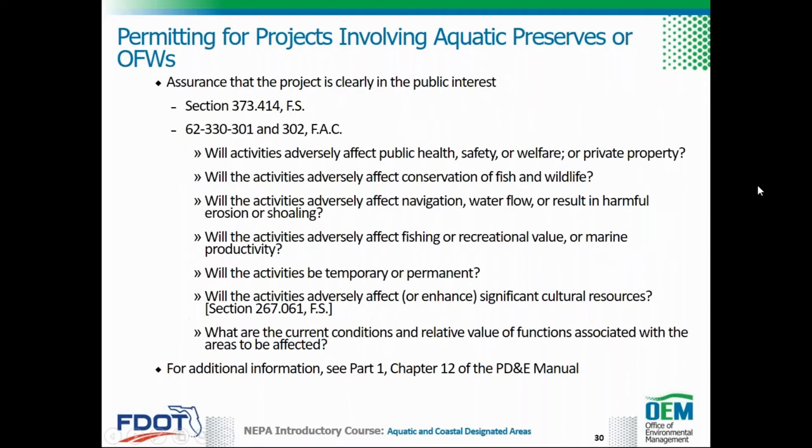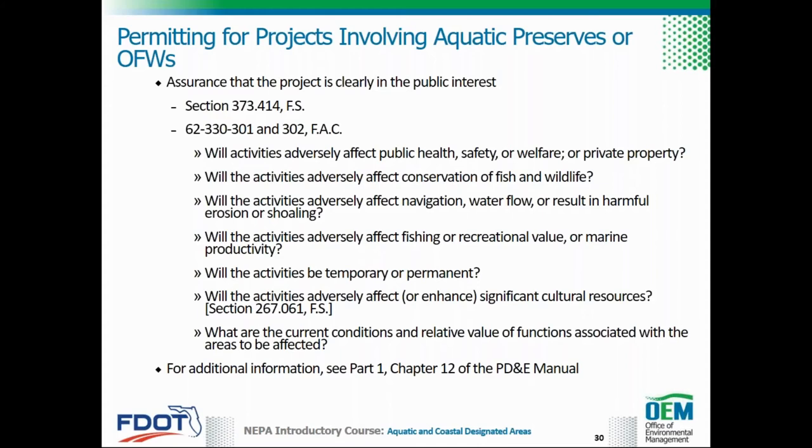Additional information on what constitutes assurance that the project is clearly in the public interest can be found in Section 373.414 Florida Statute, as well as 62-330-301 and 302 Florida Administrative Code. In order to document that the project is in the public interest, the district should note whether the activities will be temporary or permanent, and determine if activities will adversely affect public health, safety, or welfare, or private property.